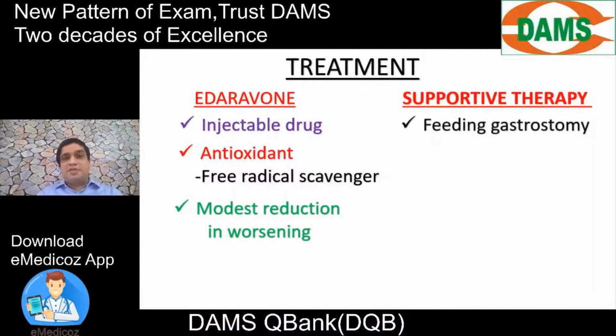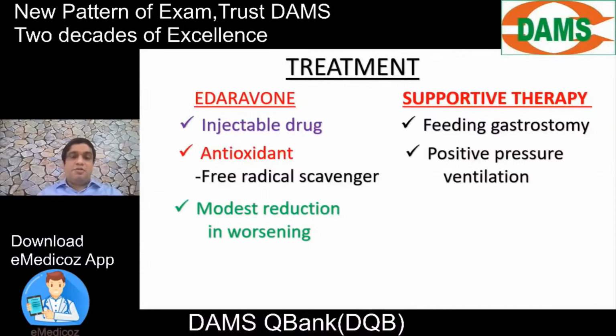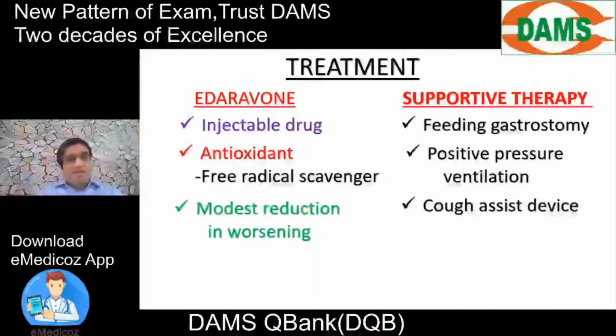For example, if the person is suffering with dysphagia due to bulbar palsy, you go in for a feeding gastrostomy to maintain normal nutrition, if they are likely to aspirate. We will also improve the lung compliance. People with ALS are most commonly dying due to respiratory failure. That can happen anytime. So we tell them, especially at night, to go in for positive pressure ventilation, through a CPAP or BiPAP mode. A cough assist device is used to prevent any kind of aspiration.